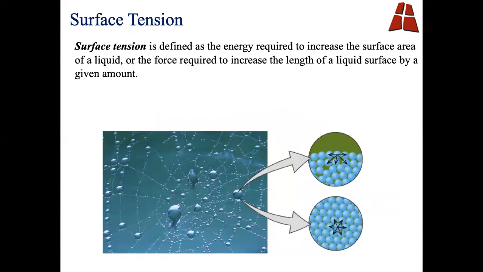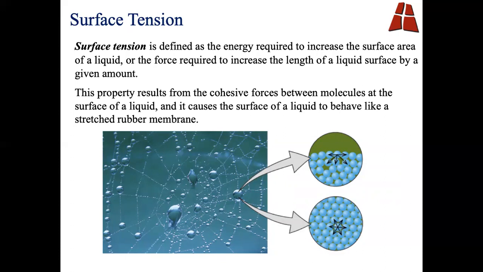Next up, we have surface tension. If you've ever seen droplets on a spider web or dew on grass, this is a common thing with water. Surface tension is defined as the energy required to increase the surface area of a liquid, or the force required to increase the length of the liquid surface by a given amount. That's a very technical definition. We can think of surface tension as essentially cohesive forces, cohesive meaning things want to be held together. And that's going to apply to the surface of the liquid as well.